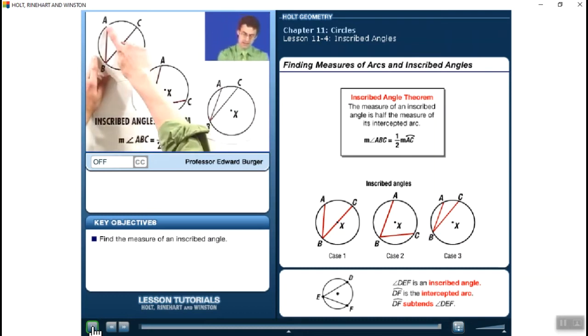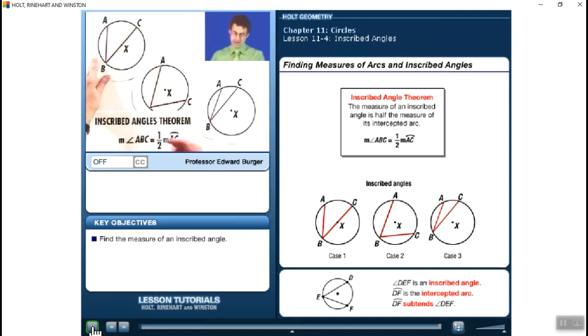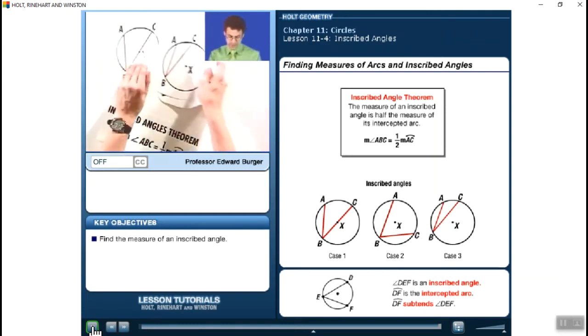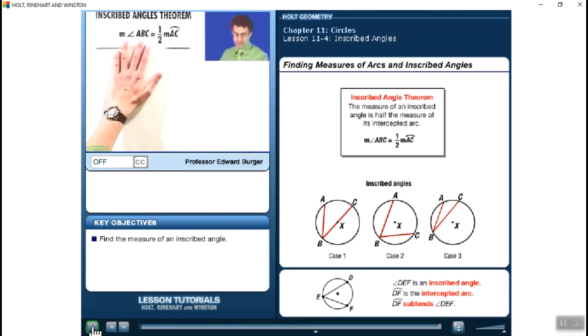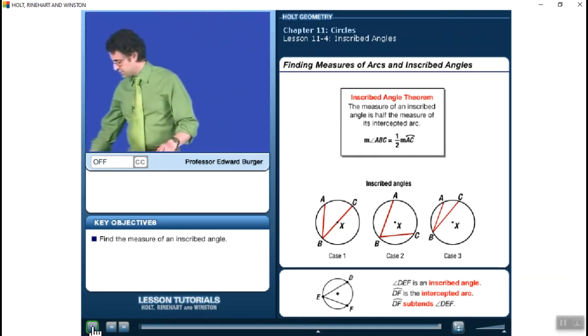So if you find the measure of this arc and take half of it, you actually get the measure of this angle. If you take the measure of this arc and take half of it, you get the measure of this angle. It's absolutely amazing. What a beautiful, beautiful theorem. Let's take a look at some examples where you can see this theorem really proving its true colors.